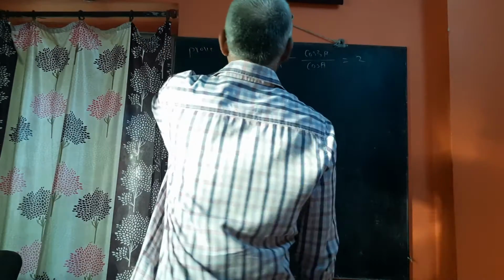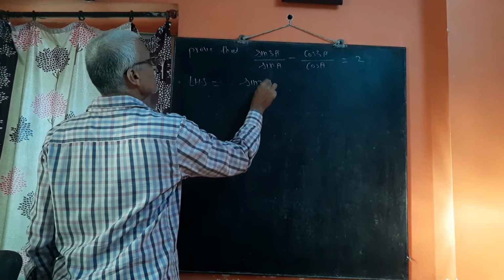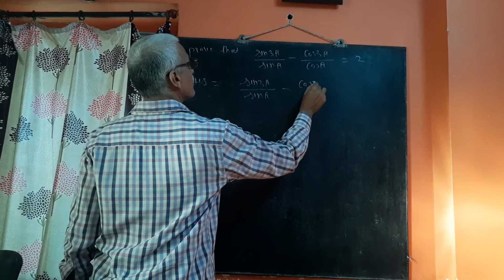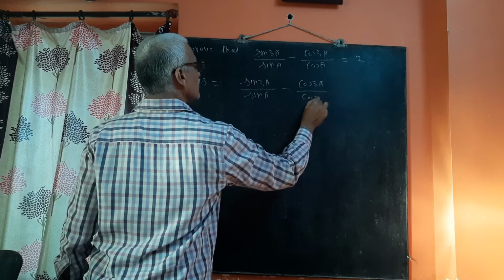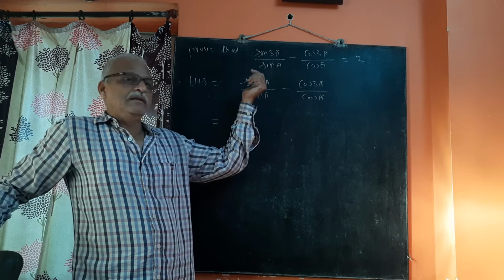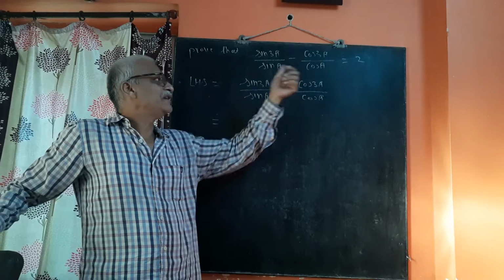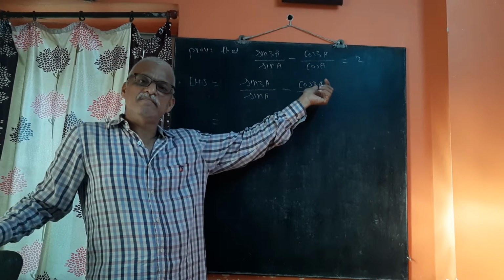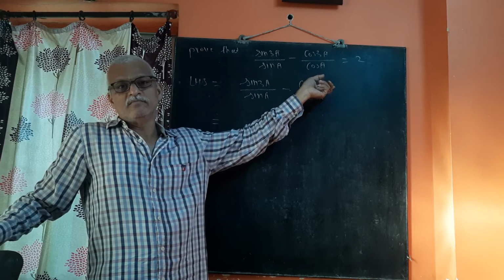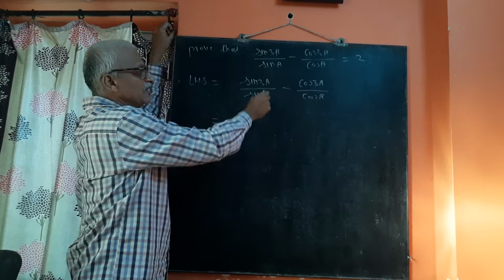Now here, LHS is equal to sin 3a divided by sin a minus cos 3a divided by cos a. We can solve this problem either by applying the formula of sin 3a and cos 3a directly, or by the compound angle formulas also. Let us solve it by cross multiplication, that means compound angle formula.